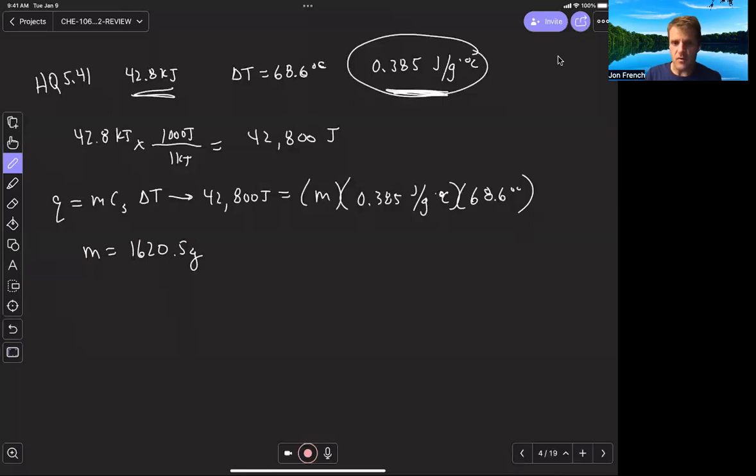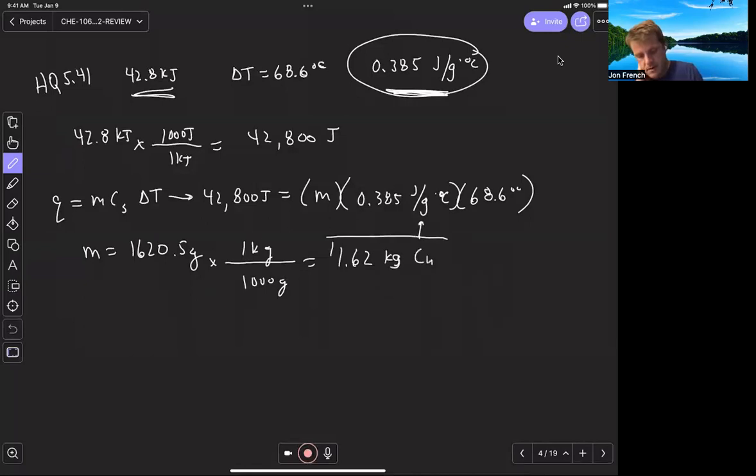Oh, okay. They ask for what's the mass in kilograms. So, right, the original mass would be in grams because our specific heat capacity of copper is given in grams. So the last step would be, we know 1 kilogram is 1,000 grams. So we divide by 1,000 to get 1.62 kilograms of copper. I would say 3 significant figures because energy was 3 sig figs, my delta T was 3 significant figures, so I would go with 3 significant figures on this answer.